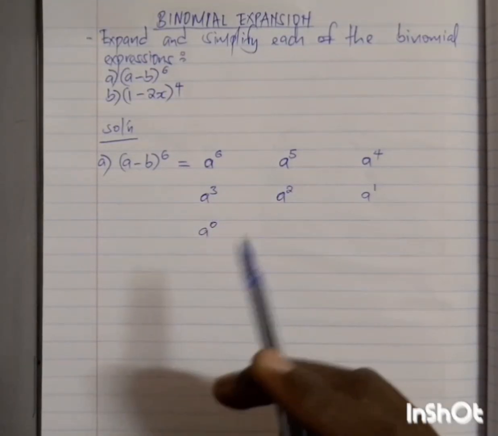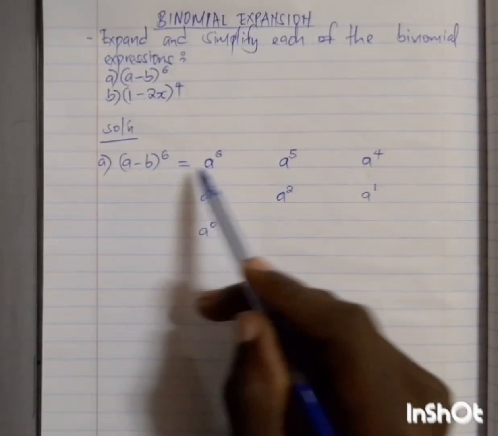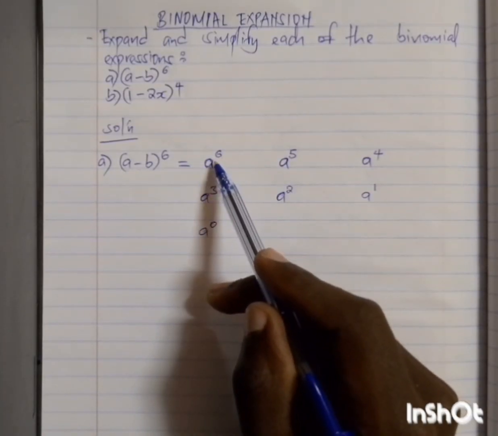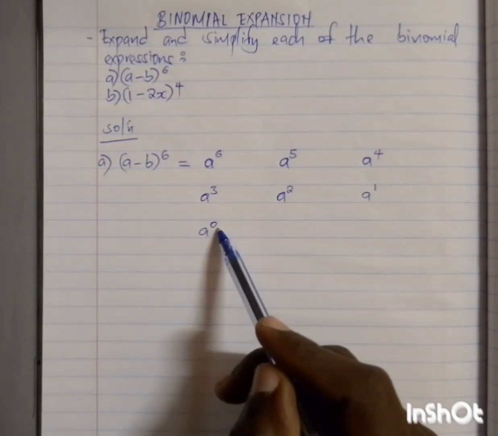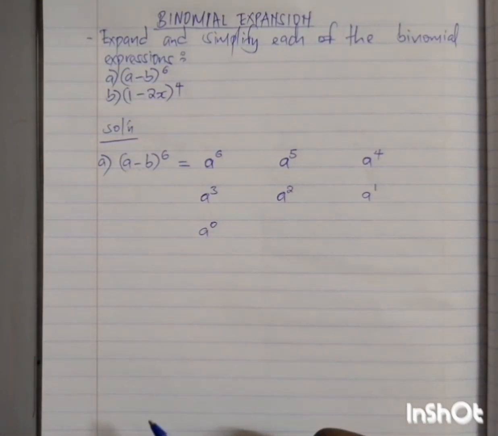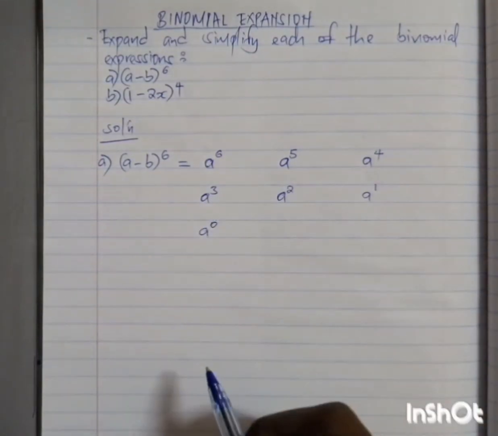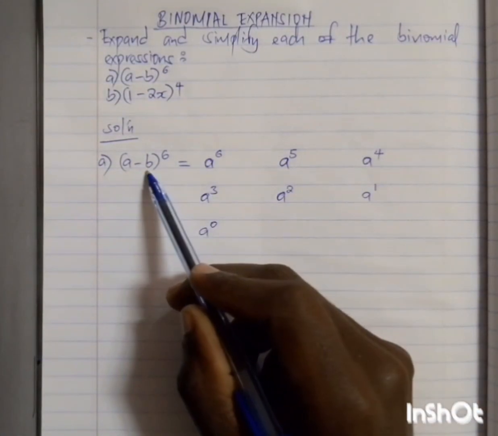So you begin by writing the power that is there on the first term, a to power 6. And then you minus 1. You keep subtracting 1 until you get to power 0. So we have a to power 0 at the end. So it is decreasing. And then the next step, we go to the second term.